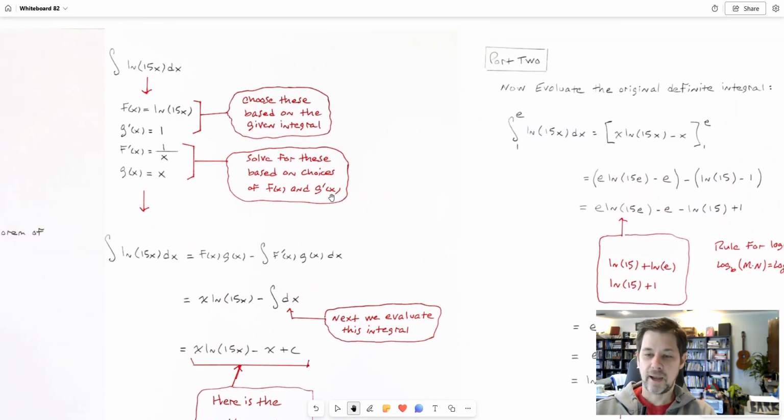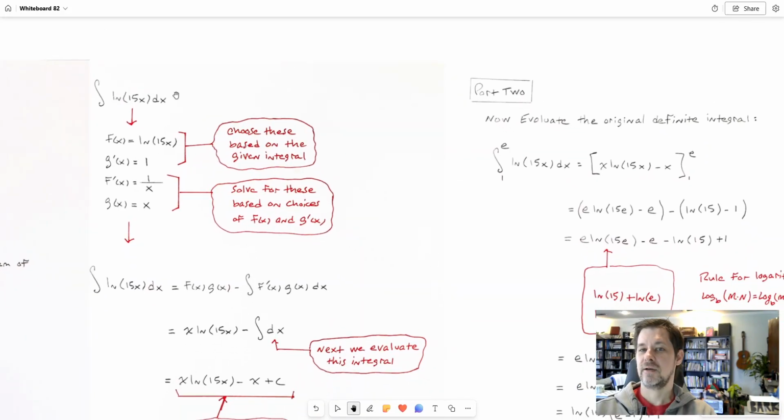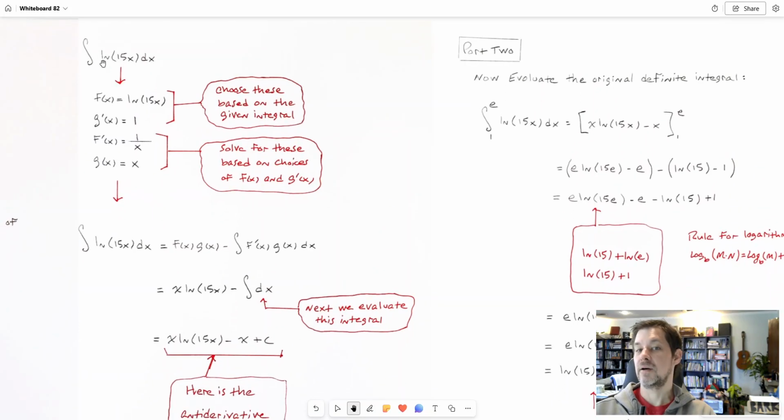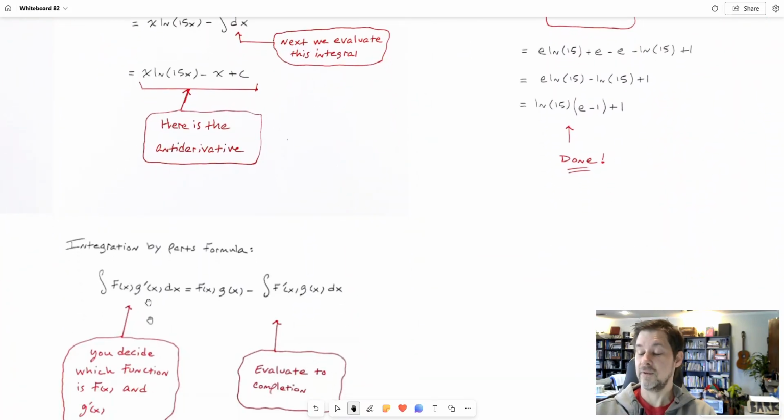One perhaps difficult part of this is how do you choose what is f and what's g prime? Okay, so as I look at this, I see, well, it appears there's only one function there, natural log 15x, when integration by parts requires that we see two functions. Okay, but what I'll do is I'll see, well, there are two functions. One of them is the constant 1, and the other is natural log 15x. Now I have to choose between those which one is f and which one is g prime.